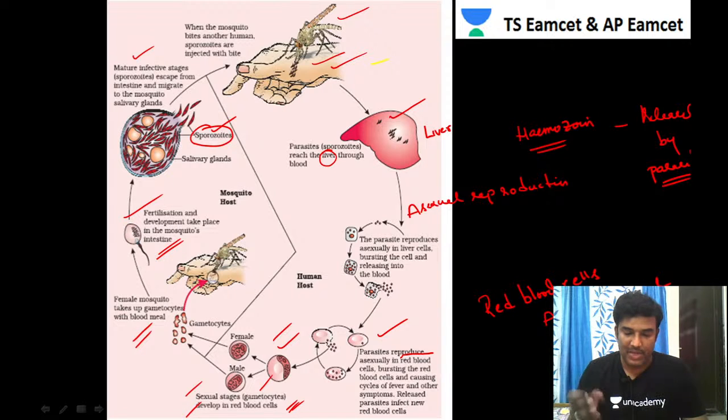That is about this particular life cycle, students.